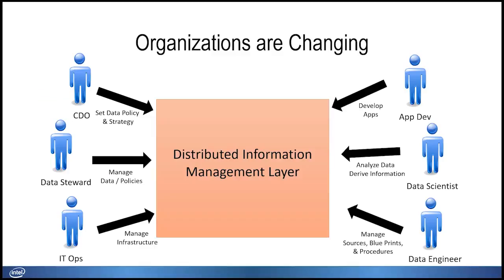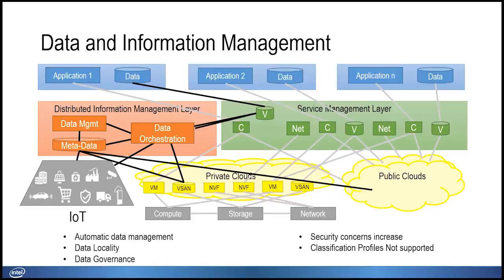Now, one thing that we've seen also is that organizations are changing to handle this. All this is colliding together, and you'll see in the next slide why this is so important. You've got organizations that have a chief data officer. You've heard the new terms like data steward, data scientist, data engineer. They all have new use cases that they're bringing into the situation. And in our architecture, we don't have a place for those use cases to be managed. So we've created a new layer that we call the distributed information management layer, where these use cases can be handled. So let's see where this fits into our architecture that we already have.